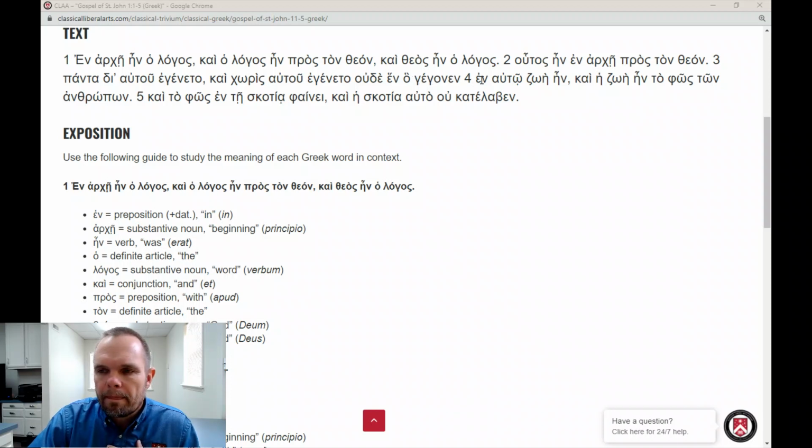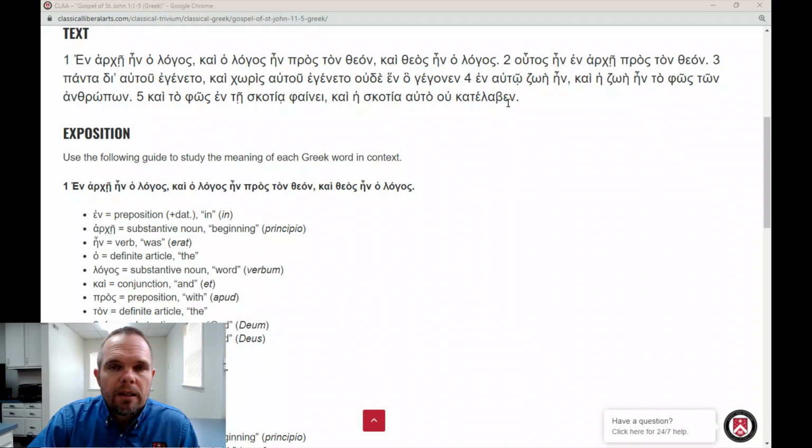Verse 4. En auto zoe ein kai he zoe ein to phos ton anthropon. And verse 5. Kai to phos en te scotia phaine, kai he scotia auto u katelaben.